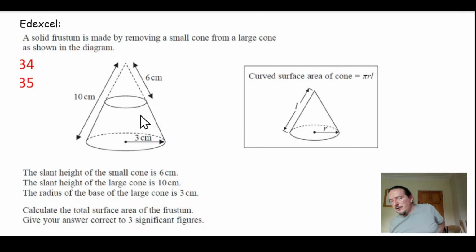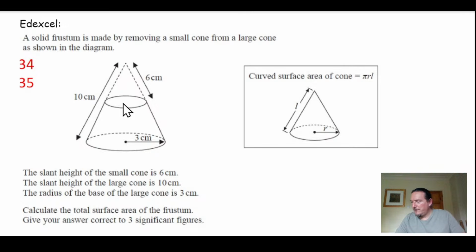Now the question says a solid frustum is made by removing a small cone from a large cone. So you can see the little dotted part at the top. That's like the ghost cone that got cut off the top. The slant height of the small cone is 6 centimeters, and the slant height of the large cone is 10 centimeters. The radius of the base of the large cone is 3 centimeters. Calculate the total surface area of the frustum. You must give your answer correct to 3 significant figures.